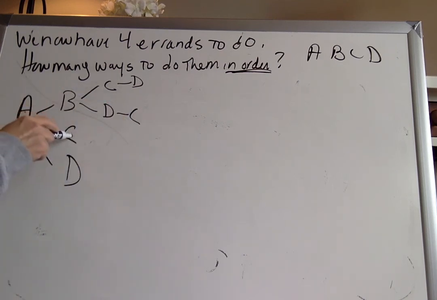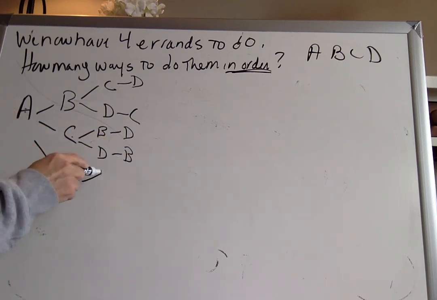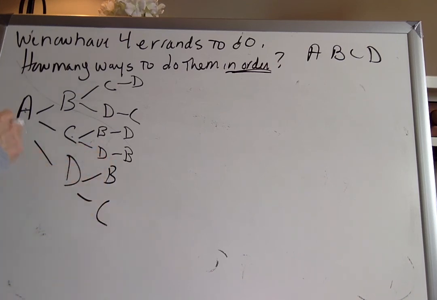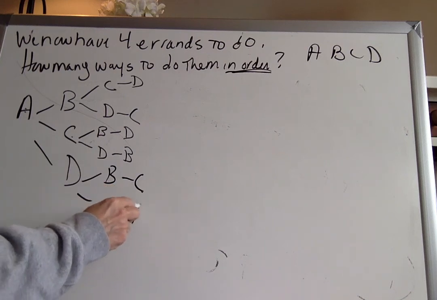Now, if I did A, C, I could do B next or D next. And if I did A, C, B, I'd have to go to D. A, C, D, I'd have to go to B. If I did A, D, I could do B or C next. If I did A, D, B, I could go to C. A, D, C, I'd have to go to B.